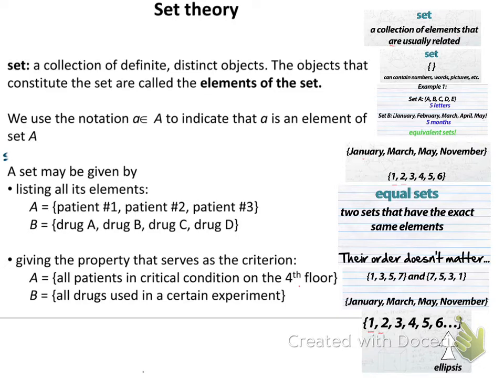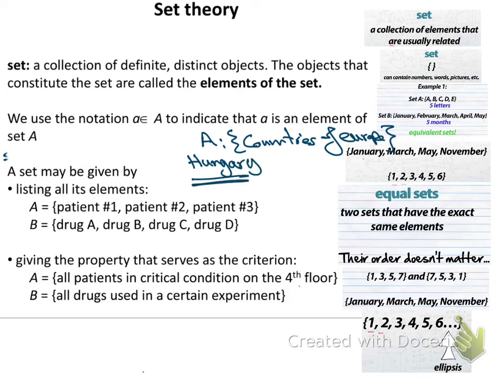So, for example, if I set A as countries of Europe, and I close the set. So if I say Hungary is one element or one country of this set, I can say Hungary is an element of Europe, or set A, because set A is the countries of Europe.